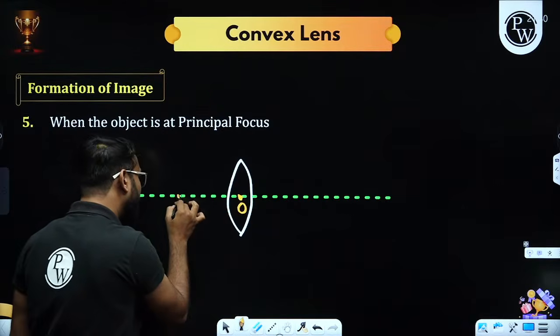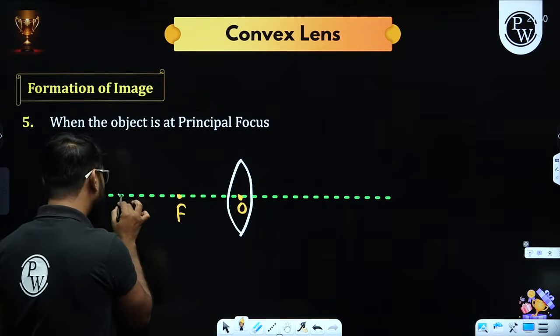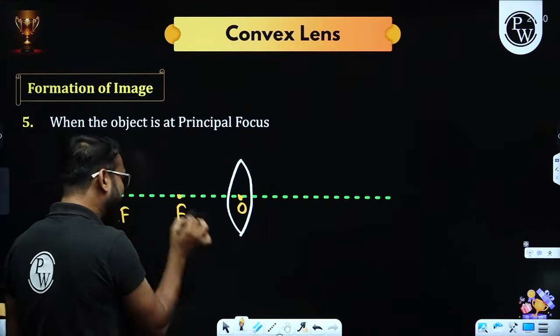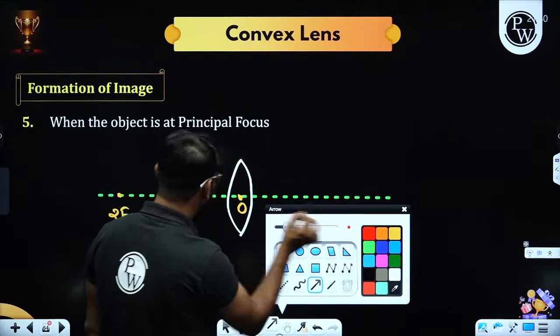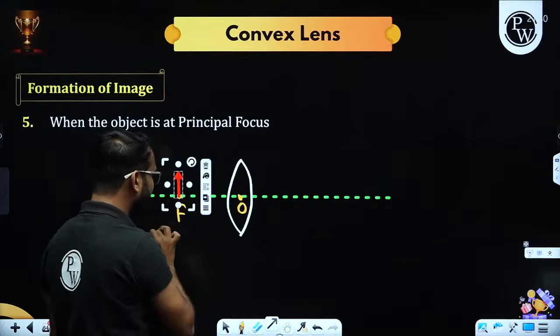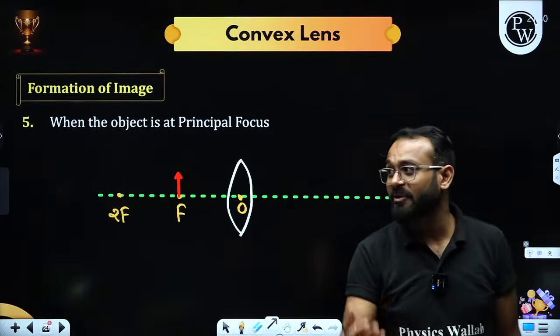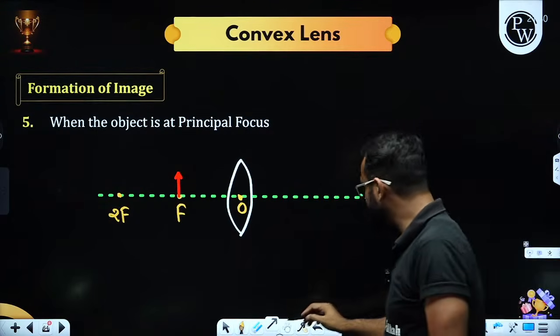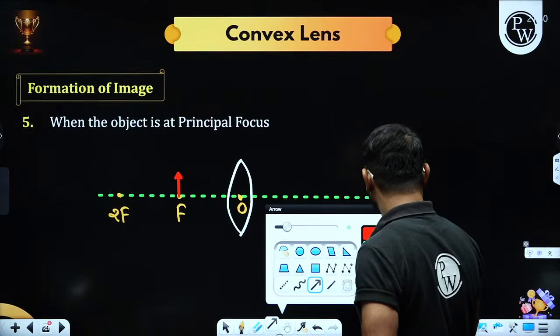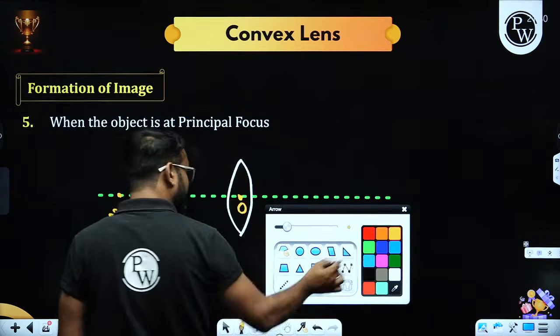Optical center. Focus. This is 2F. Now I am placing the object over here. Where is the image going to be formed? Where will the image form? Tell me fast, everyone.